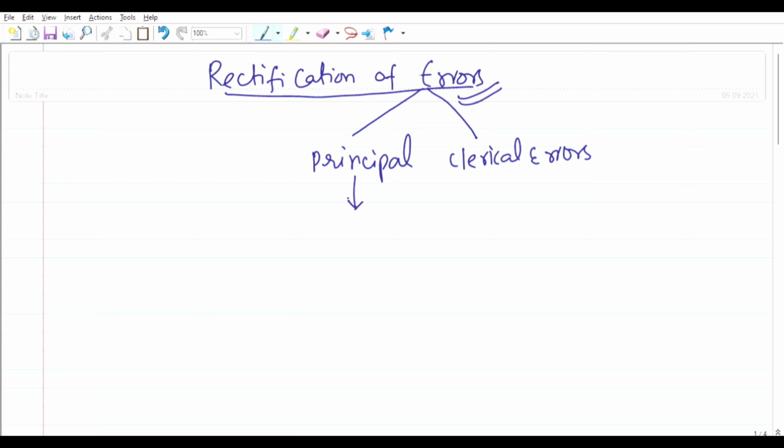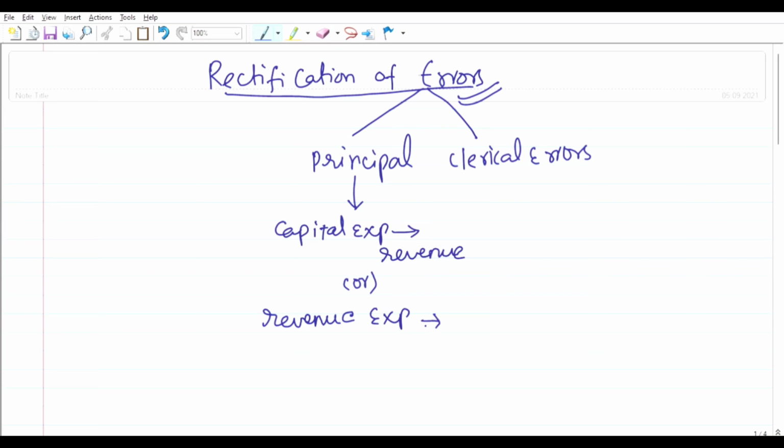That means if any capital expenditure is treated as revenue expenditure, or revenue expenditure, not only expenditure, you can take it as receipts also, is treated as capital expenditure, that is error of principle. Error of principle is nothing but capital treated as revenue and revenue treated as capital. These are the only two principal errors. Those are the examples.